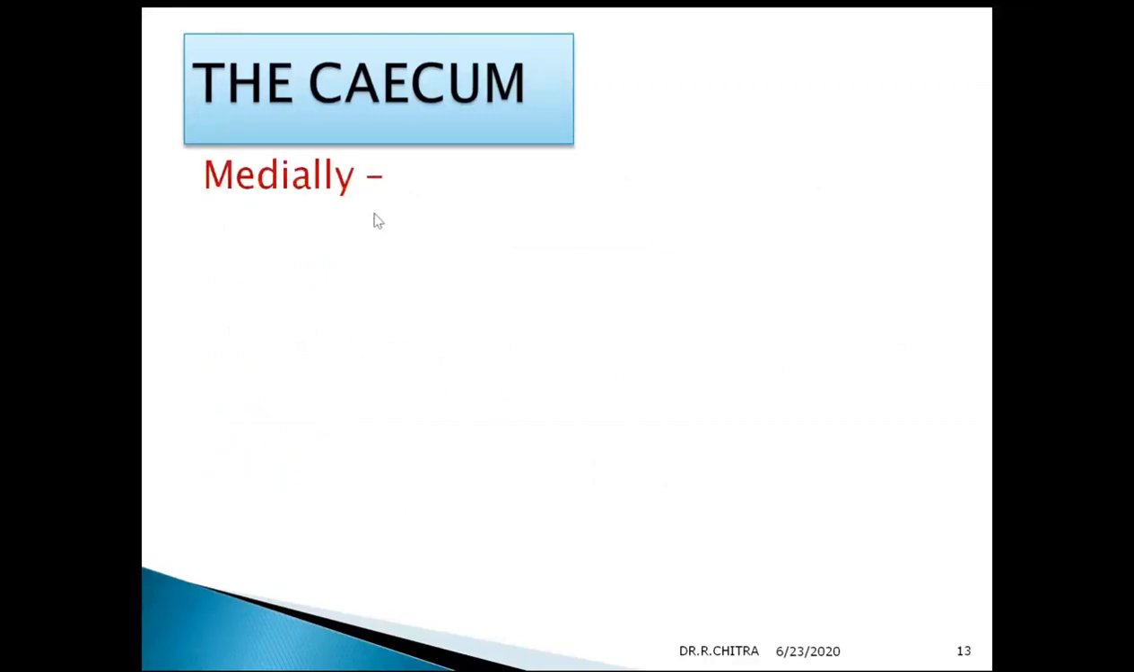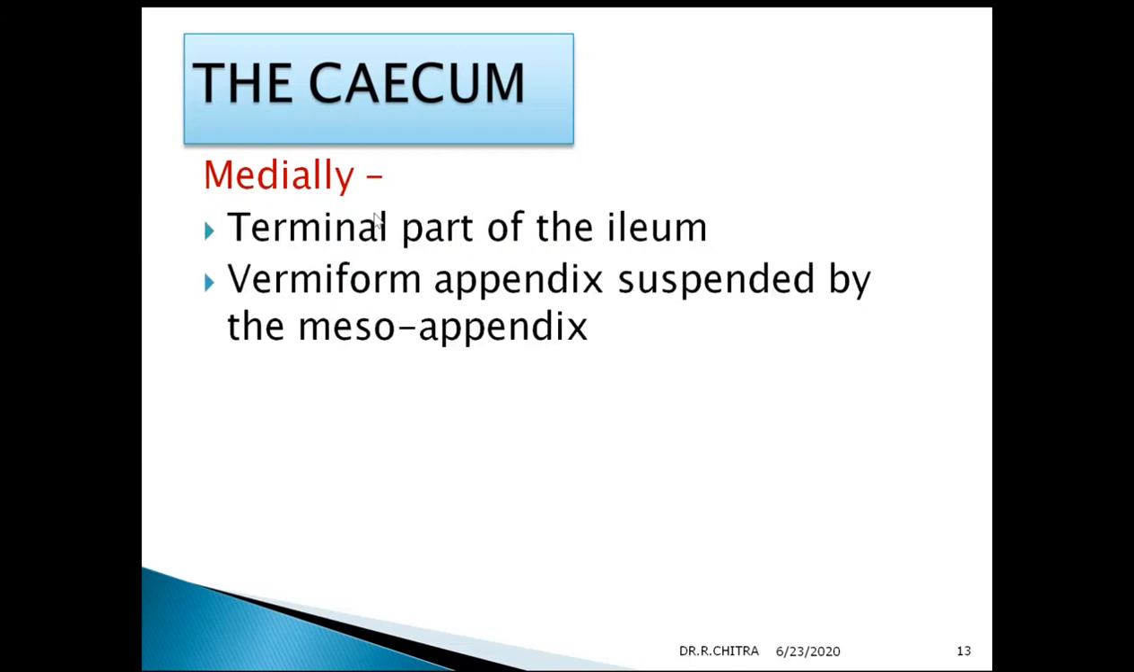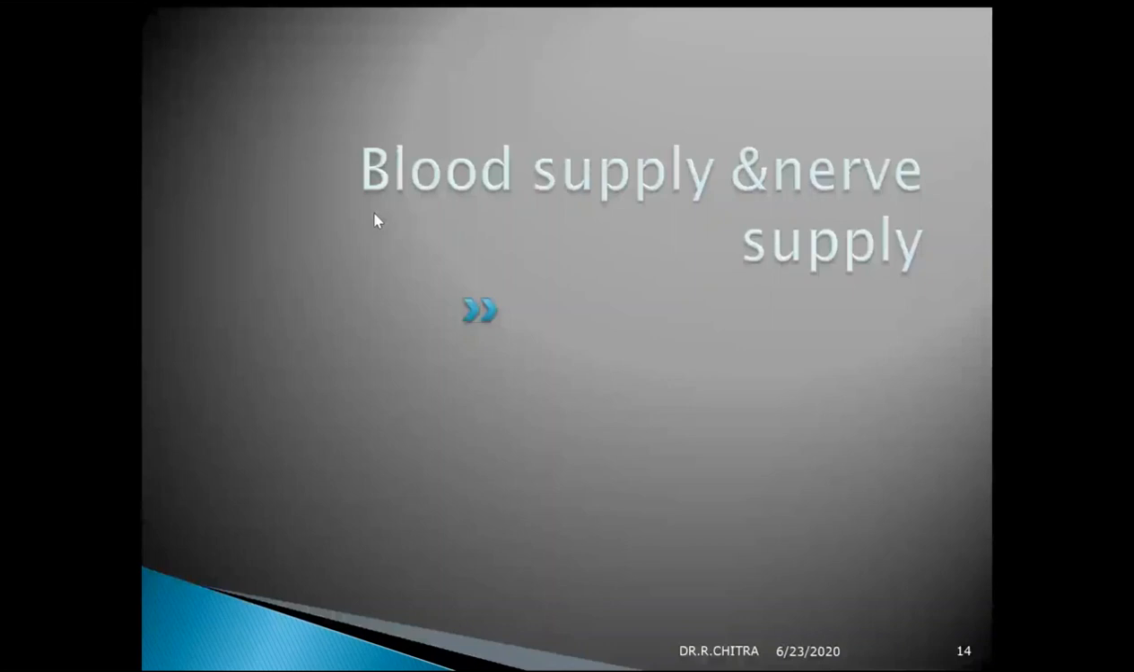Medially, we have the terminal part of the ileum opening into this, and also the vermiform appendix is attached to this medial part of the cecum, and it is suspended by the mesoappendix. So we have finished the relations of the cecum. It is very simple to know. Anteriorly, coils of the ileum; posteriorly, iliopsoas muscles and the trunk of the femoral nerve. Above, it is continuous with the ascending colon. Below, it rests on the inguinal ligament. Medially, the terminal part of the ileum and the vermiform appendix. Now we will see the blood supply and nerve supply.